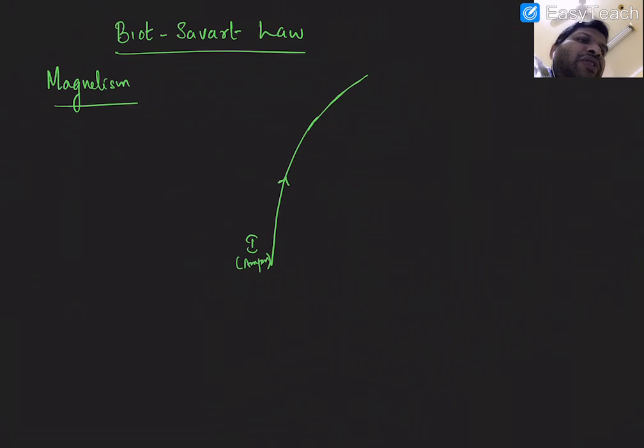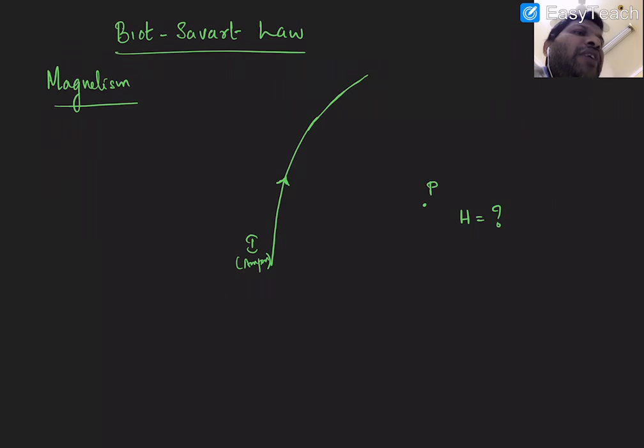Now you can see this conductor is going like this. Let us consider a point, let's say the point is P. At P, what is the magnetic field intensity? This magnetic field intensity at P is given as H. So what is the total magnetic field intensity? This can be easily calculated by using Biot-Savart's law.